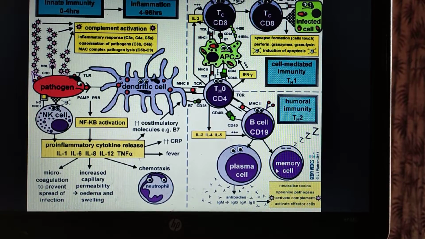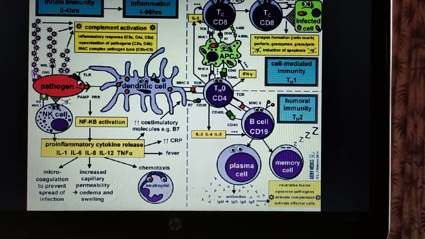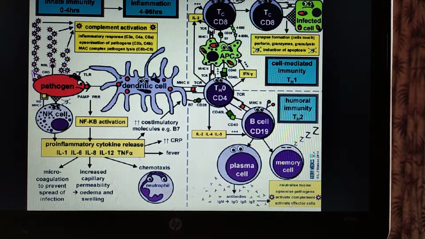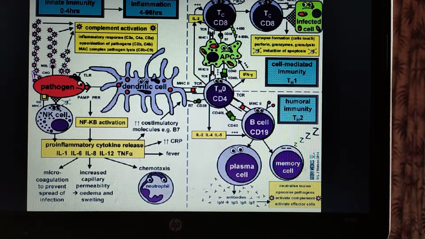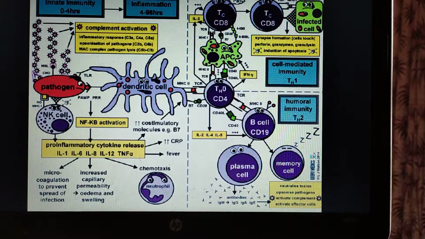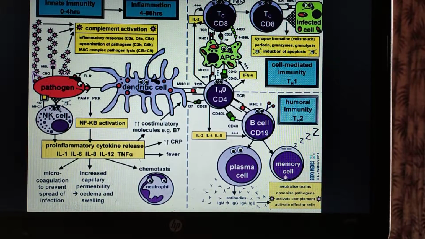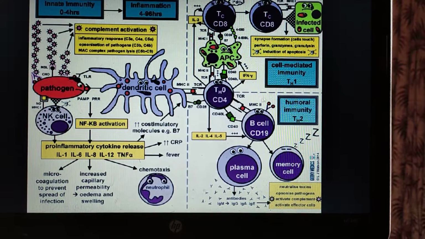These plasma cells secrete antibody, and these antibodies clear the pathogen from the body, and memory cells keep the memory of that particular pathogen. If that particular pathogen enters inside the body again, then this memory cell becomes activated and performs the immune response, and the pathogen gets cleared from the body. This is the humoral response.